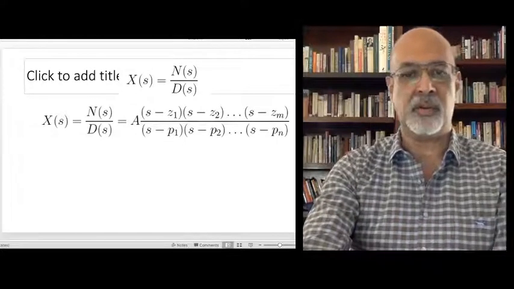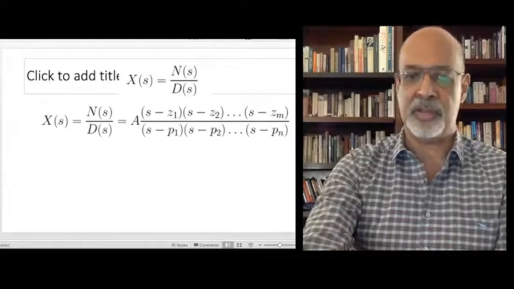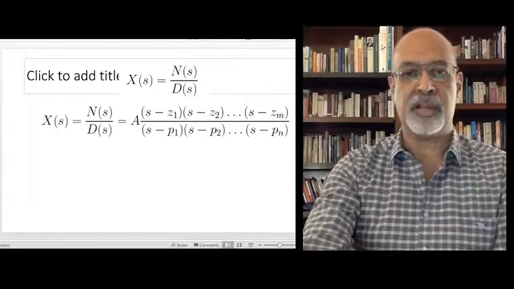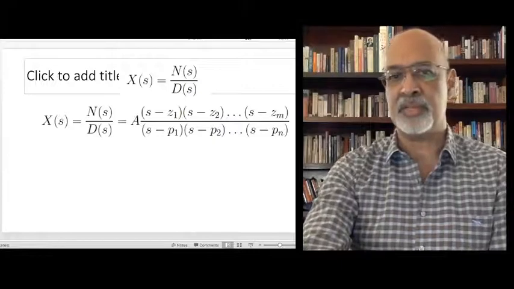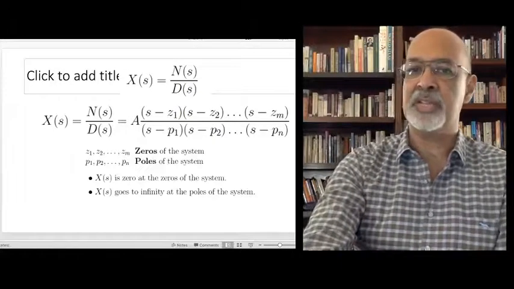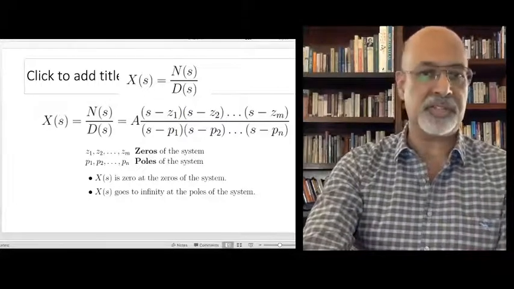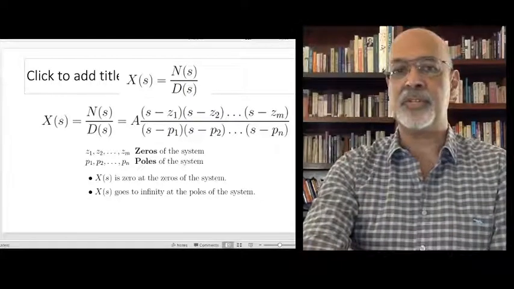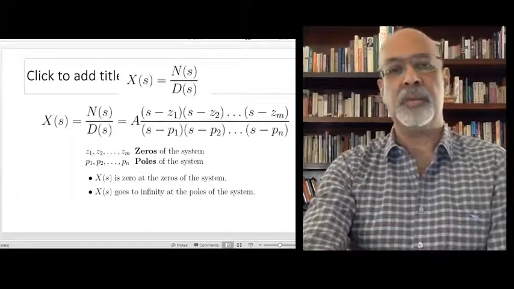If I have a polynomial in s, I can always factor it so that I have the roots, a product of terms. In this case, I'm writing them as s minus z sub i in the numerator and s minus p sub i in the denominator, because the roots of the numerator polynomial are called the zeros of the system. And you can see why. If I plug in s equals z1, for example, in the top I get a factor which is z1 minus z1, which is 0.